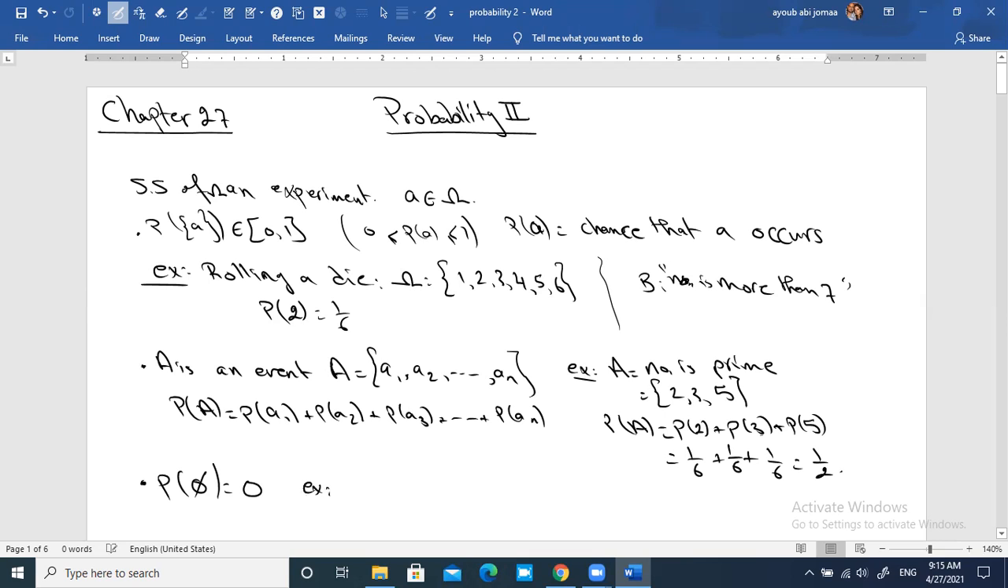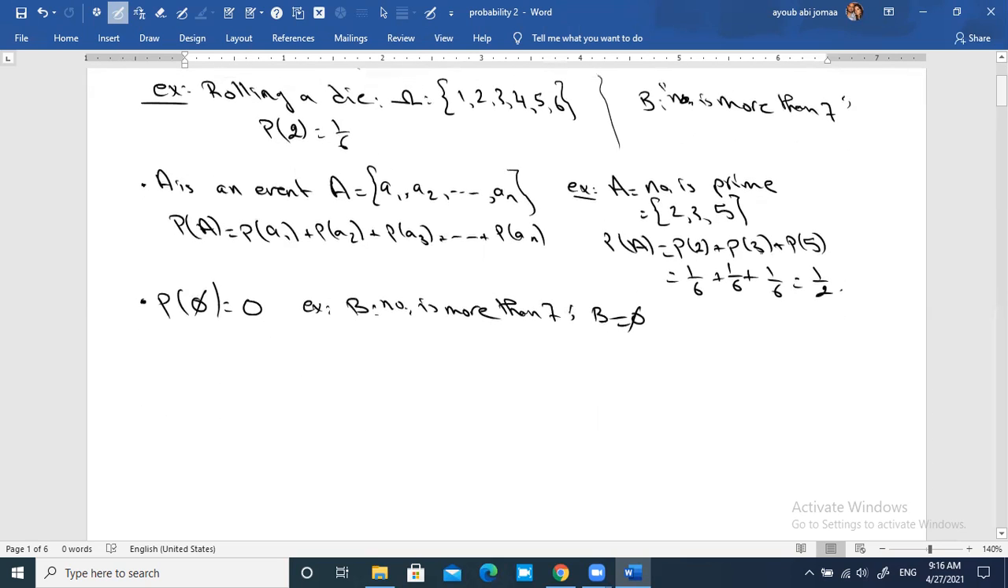So here, if B is the number more than 7, it means that B is an empty set. This is an impossible event. The probability of B is equal to 0. So when I say probability of phi equals 0, it means the probability of the impossible event is equal to 0. There is a chance of 0% to get a number which is more than 7.